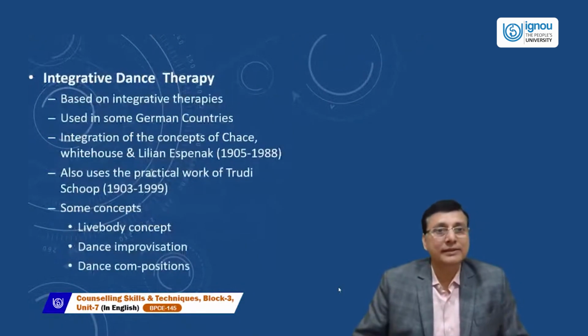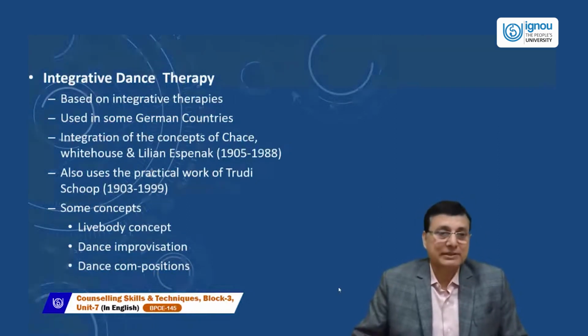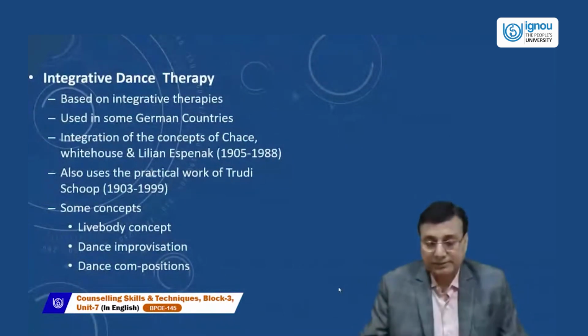Integrative dance therapy. Based on integrative therapies used in some German countries, it integrates the concepts of Jung, Whitehouse, and Span, and also uses the practical work of the 2D school and some concepts like the lived body concept, dance improvisation, and dance compositions.